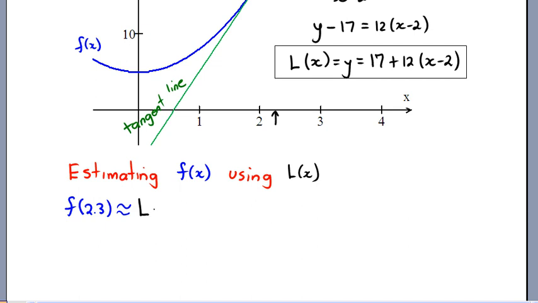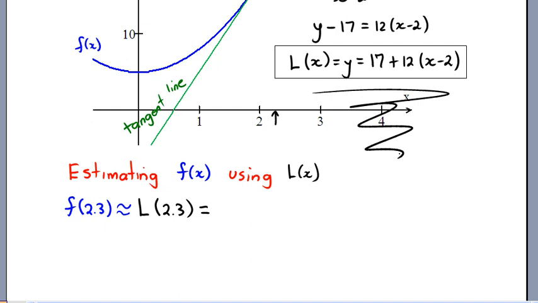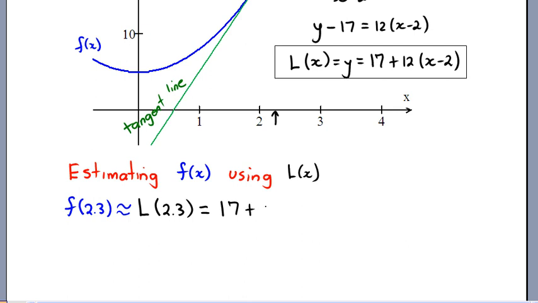Let's go and do the tangent line at 2.3. It's probably going to be pretty darn close. And the whole idea is that this tangent line that you've got right here might actually be so easy to work with that you don't even need a calculator. Let's try this out. So 17 plus 12 times 2.3, I'm just putting 2.3 in for x right here, minus the 2. Okay, maybe I can pull this off without a calculator.